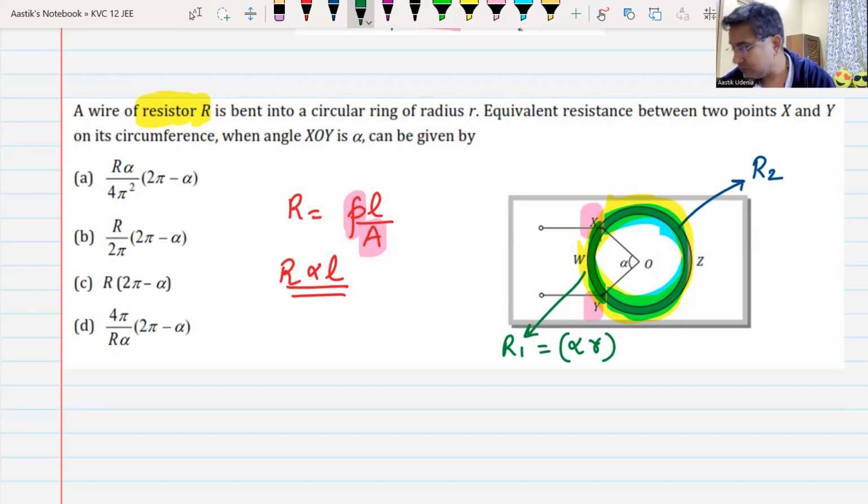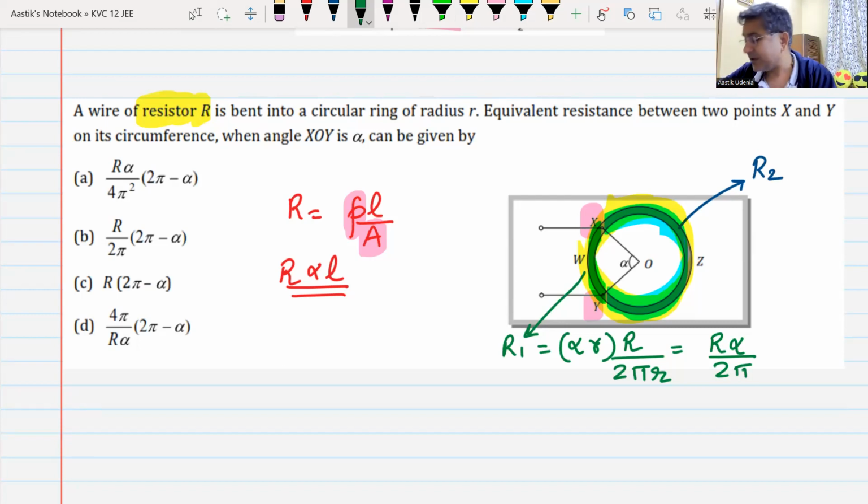So can you now tell me what is the value of R1 equal to? It will be equal to this multiplied by R divided by 2 pi R. Yes or no? Okay. So this is R into alpha by 2 pi. That is the value of R1. You can say that this R1 is directly proportional to alpha because 2 pi is again full angle, full circle.